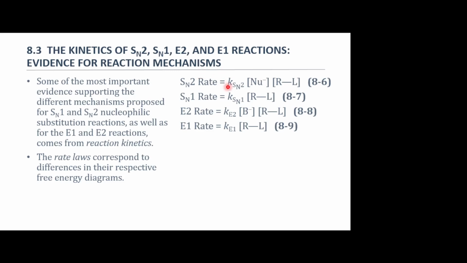And so an SN1 rate will have the rate constant again, but it's only going to have one concentration there, right? Because SN1, the 1 means first order reaction. The other concentration of anything else doesn't matter.